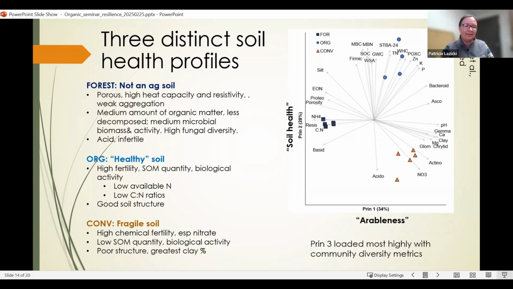The conventional I'd characterize as fragile, had high chemical fertility and high pH. Both of the ag systems are being limed, I should mention. And especially high nitrate, which this also has a standing corn crop. So that means they're probably over fertilizing, very low soil organic matter, and very low biological activity, poor soil structure. So I'd call this a fragile soil.